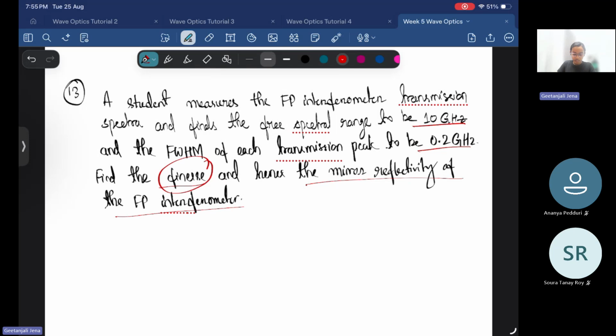Okay, if you don't have any doubt, can you let me know the answer for this? What is the fineness? Fineness is 50. Yes, you are correct. If you recall one of the formulas for F, it is given by FSR over the full width at half max, and this is already given as 10 over 0.2. So this will be 50.